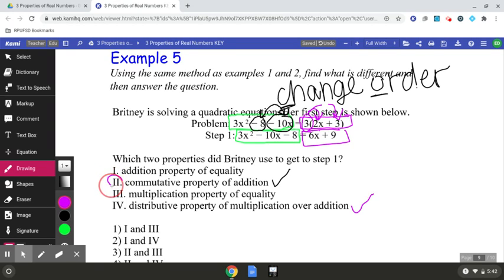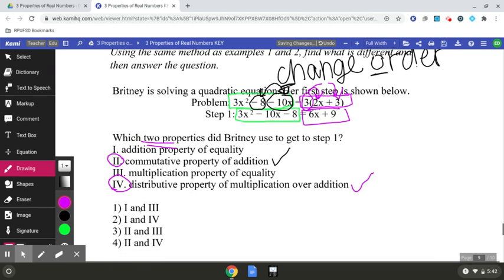So the question actually says, which 2 properties did Brittany use? She did 2 things here. She did the commutative and the distributive, which is choice 4.